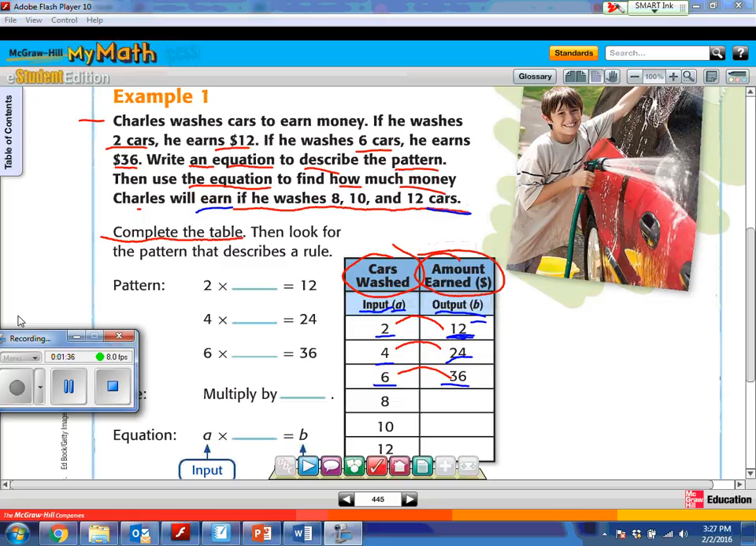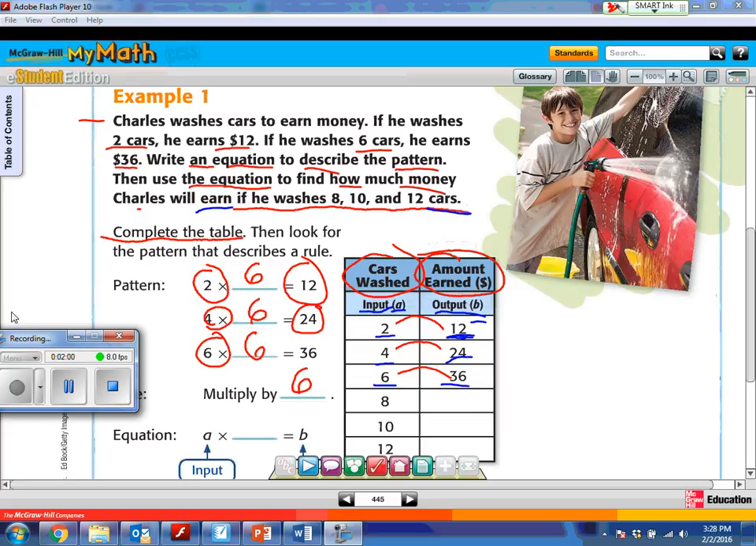Now, to do that, we need to think to ourselves, what can we multiply by 2 to get 12? Well, I know that I can do 2 times 6 equals 12. Well, does that carry on down here? What did I multiply times 4 to get 24? I can say 4 times 6 equals 24. And I can do 6 times 6 equals 36. So that means that my rule is going to be multiplying times 6.